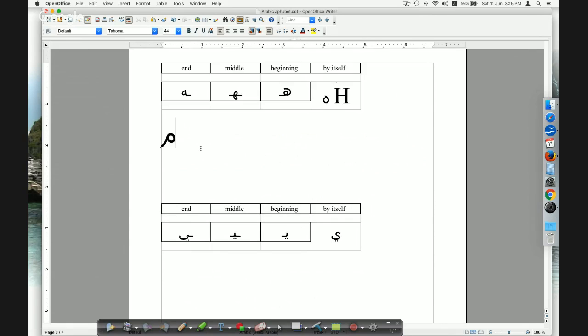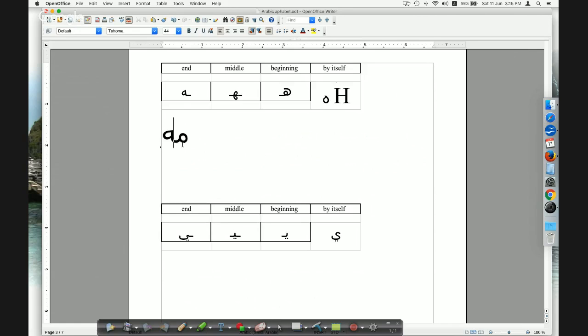So if I have here, let us say, I will write a word that does not exist just to show you how it works. This is ma, and then this is letter ra, and then let us say the last letter is ha. So ha cannot be connected to the letter before it because the letter before it is ra, so it has to come this way. What if we change the letter ra to a different letter which accepts connection from both sides?